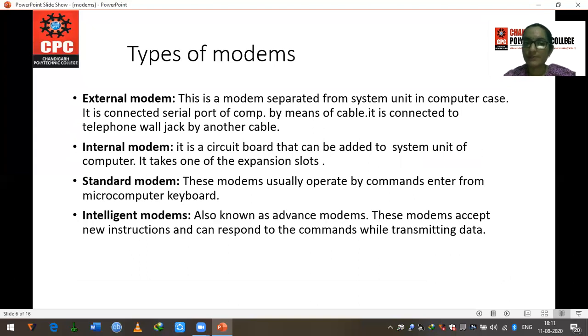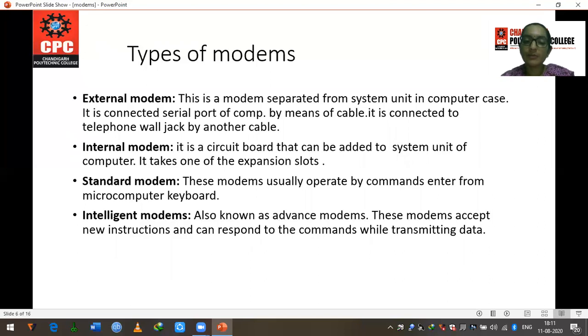Now, types of modem: external, internal, standard, intelligent. There are many types of modems. Let us discuss the external modem. This is a modem separated from the system unit in the computer case. It is connected to the serial port of the computer by means of a cable. It is connected to the telephone wall jack by another cable.